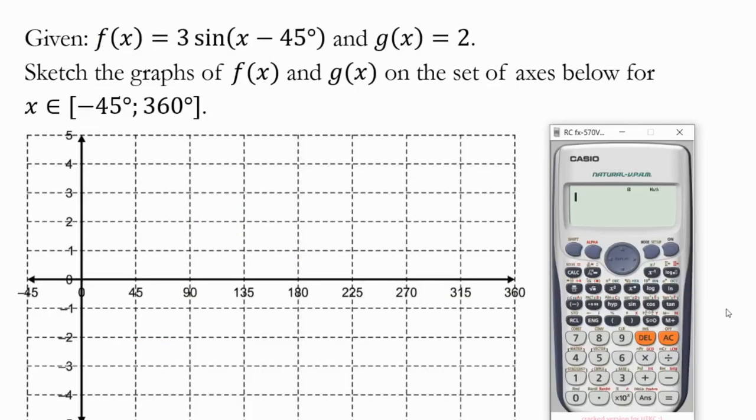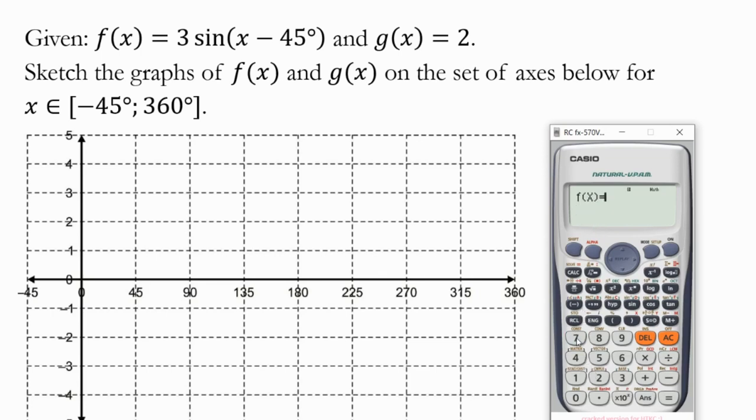Let me show you how to use your calculator to find the critical points when sketching a trigonometric function. Right, so like for this function, f of x is equal to 3 times sine x minus 45 degrees. So you go to mod, right? Your calculator may be different from this one, but look for table. In this calculator, table is number 7. In your calculator, it may be number 3. So you press table. I'll use 7 for this one here.